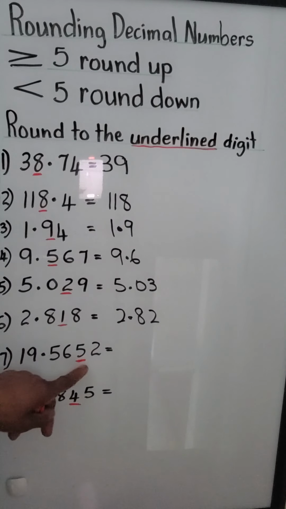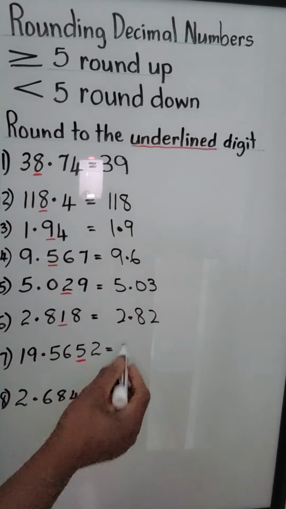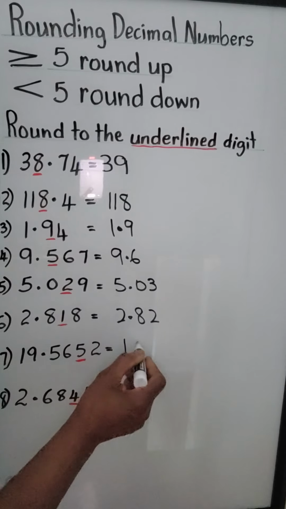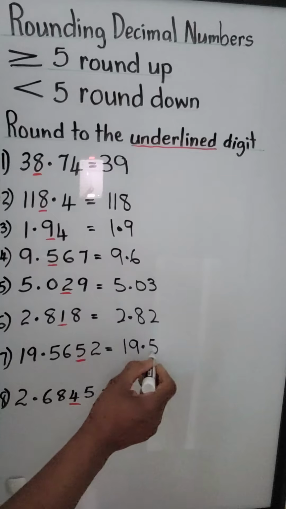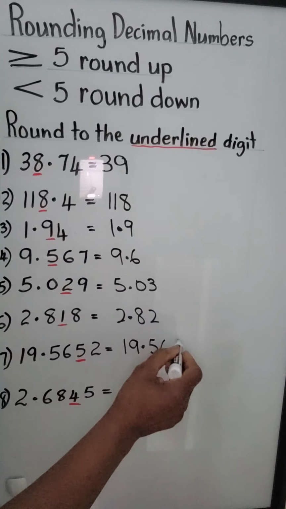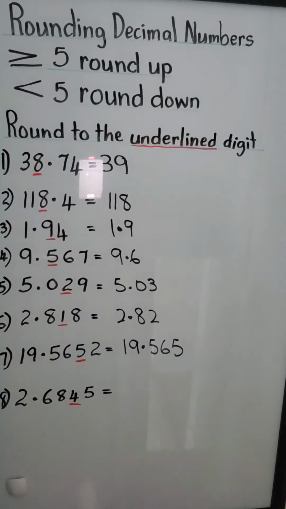19.5652 to the nearest thousandth, or 3 places of decimal. Look at the fourth place, less than 5, so we keep the rounded number. So that gives us 19.565.